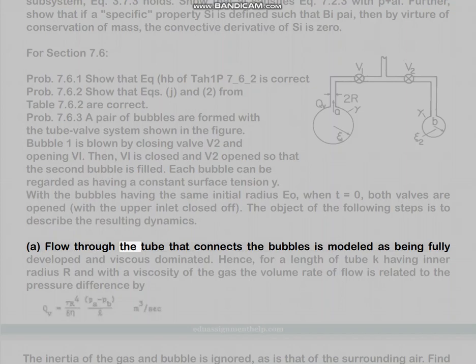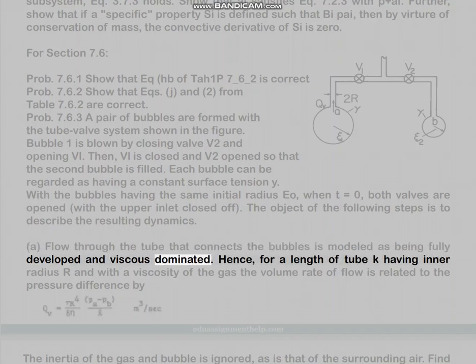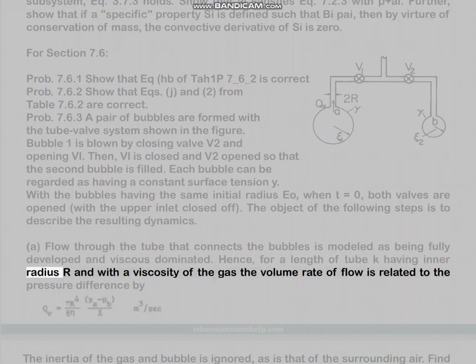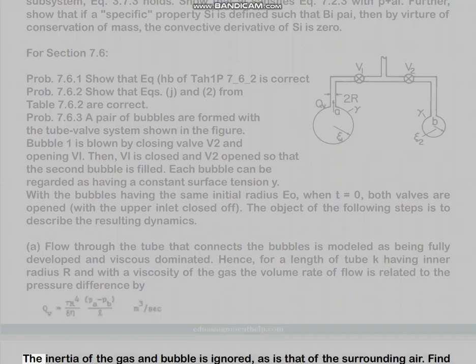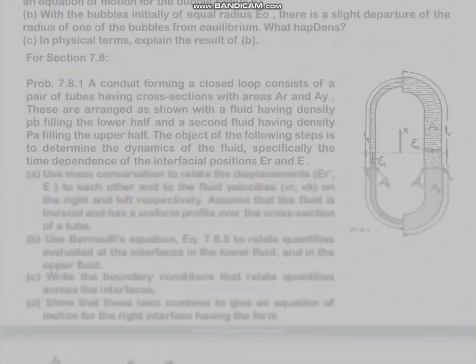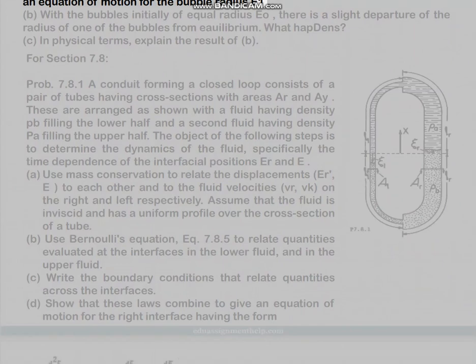A. Flow through the tube that connects the bubbles is modeled as being fully developed and viscous dominated. Hence, for a length of tube L having inner radius R and with a viscosity of the gas, the volume rate of flow is related to the pressure difference by the following. The inertia of the gas and bubble is ignored, as is that of the surrounding air. Find an equation of motion for the bubble radius R1.